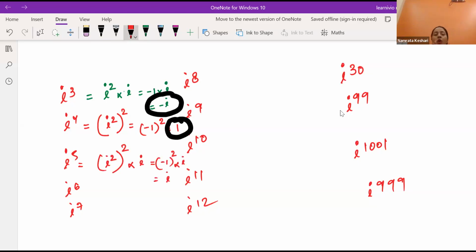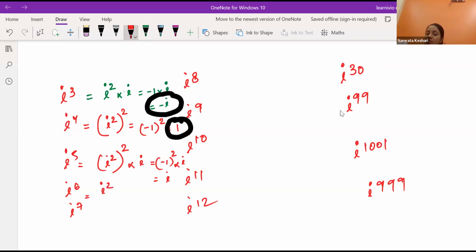Whatever the power, even if someone is telling us what is i to the power 1 crore, still we are expecting the answer to be either i or minus i or 1 or minus 1. And how will we start? We will always start with i square, and we will try adjusting the power as much as possible. How? Law of exponent will help you.